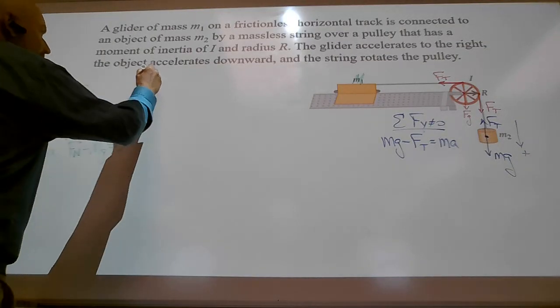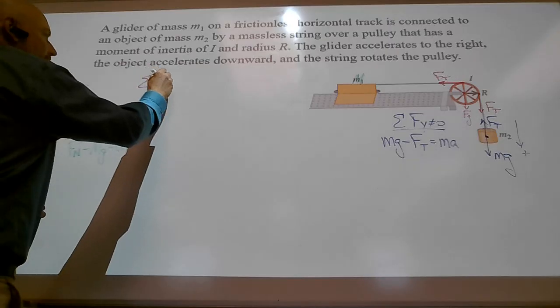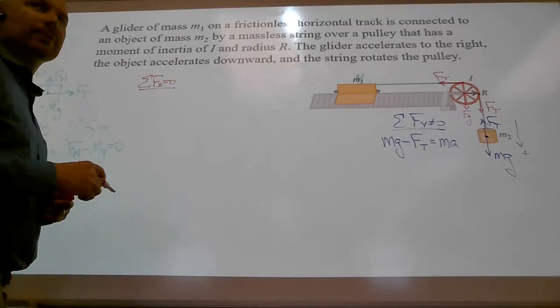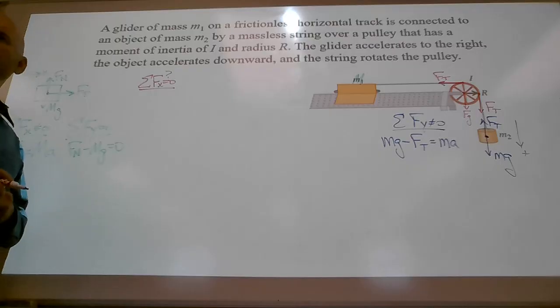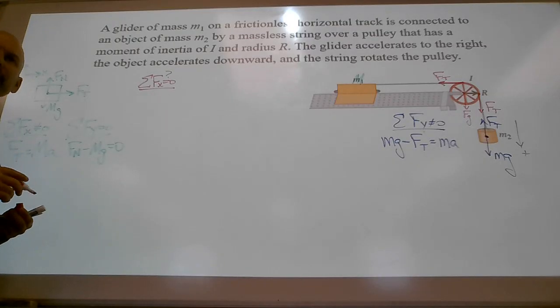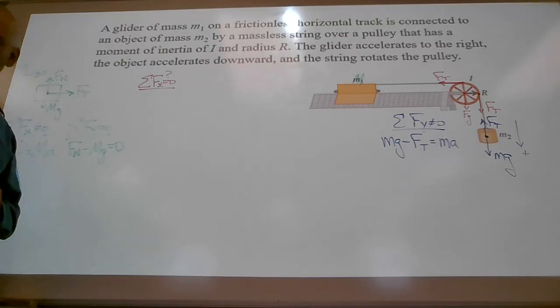Okay. So here, is the sum of the forces in the x direction on the pulley equal to 0? Why or why not? Tell your neighbor what you think and why you think it. It's weird because the tension is in different directions.